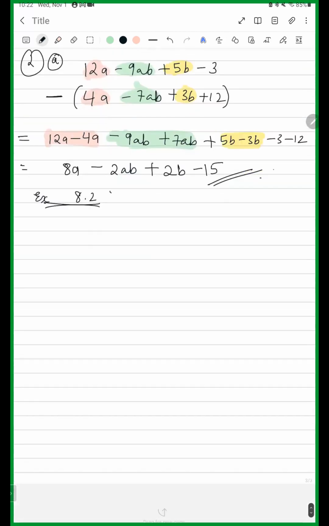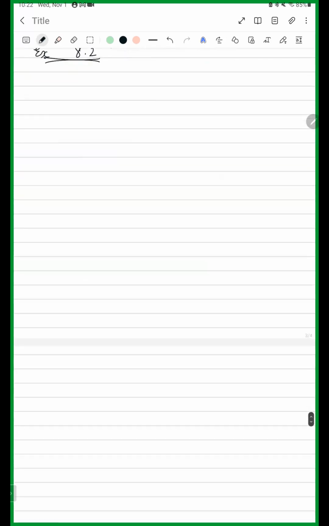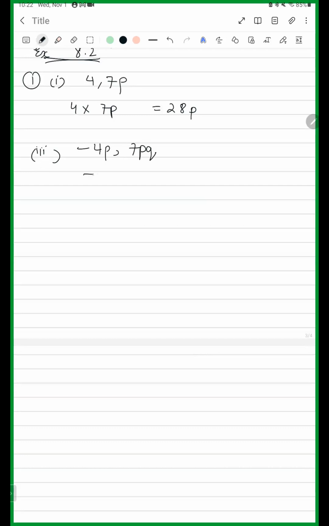So what is the first question according to your book? Find the product of the following pairs of monomials. Okay, good. So the first one is 4 comma 7p. What is going to be the product? 28p. Now let's do something a little more difficult. How about the third one? Minus 4p, comma 7pq, it will be minus 28p square q. Very good.